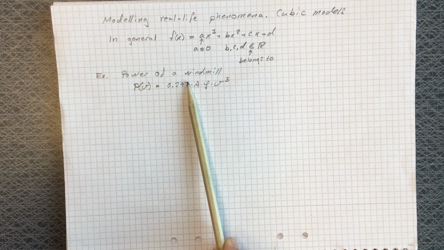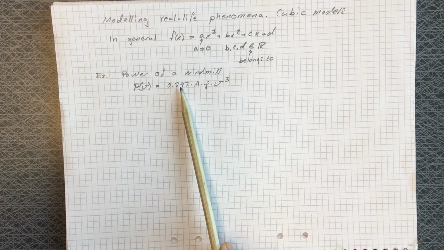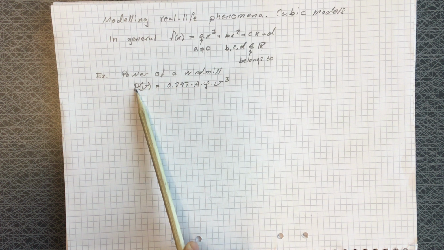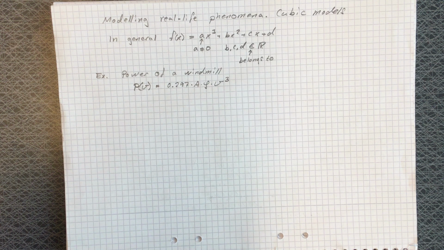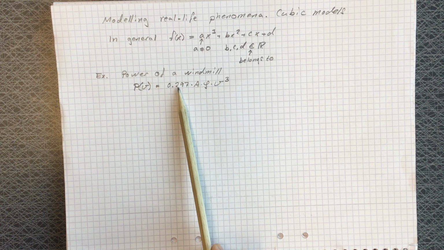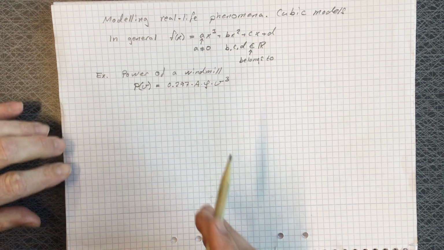You also have a constant here, 0.297. It's a constant that depends on the geometry of the blades. And this constant is the highest possible constant. This is the highest power you can get from a windmill with a certain area, certain density of the air, and in a certain velocity of the air. But the constant can be smaller also. Okay, a little bit of windmills. I will come back to this 3 and explain something more about it.